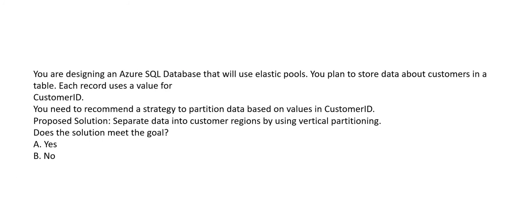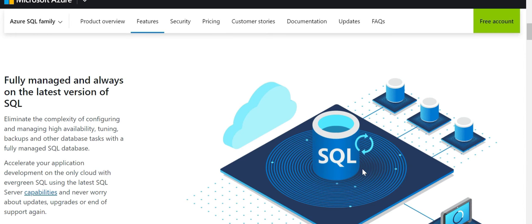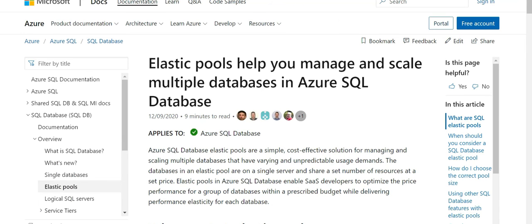So now let's move to the next question. Please read this question. It says you are designing an Azure SQL database that will use elastic pools. What are elastic pools? Suppose this is your SQL database. Elastic pool will have a lot of similar databases. Why are elastic pools used? It is used with Azure SQL database, and the reason is simple: a cost-effective solution for managing and scaling.